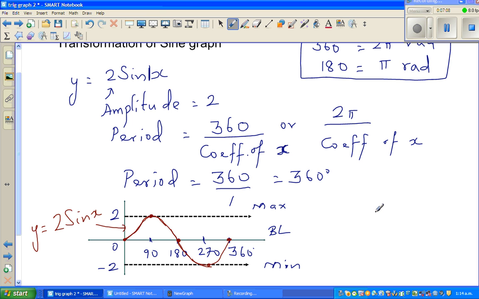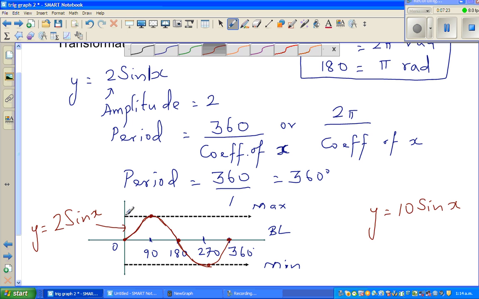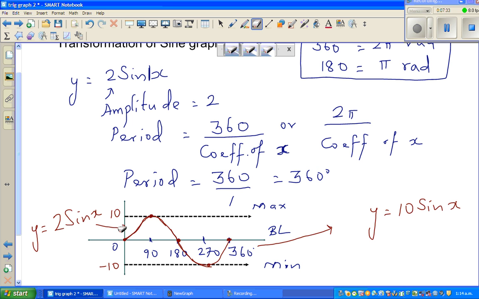Now what happens if suppose you have got y is equal to, say, 10 sine x? Will the graph be different? It will be the same, but the only difference is, of course, this is not drawn to scale. You can say if this is 10 and this is minus 10, this graph is nothing but this graph. So I'll delete this now. So now if this is 10 and this is minus 10, this is the graph of y is equal to 10 sine x.